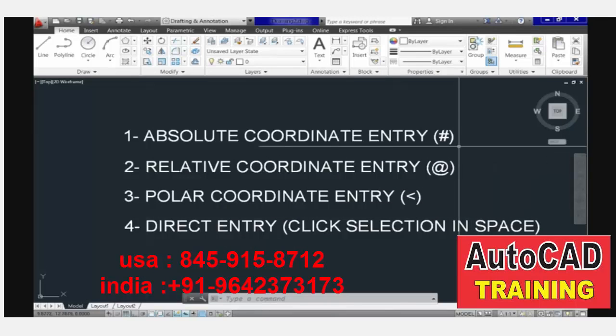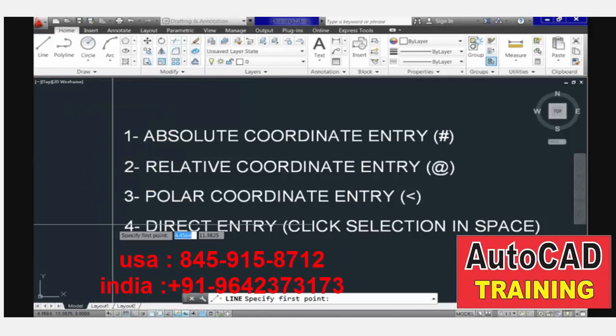First of those different ways is the absolute coordinate entry system, which in this case you can see there in parentheses is associated with a pound or a number symbol. Relative, polar, or direct entry, which is also known as a click entry, direct entry in space.